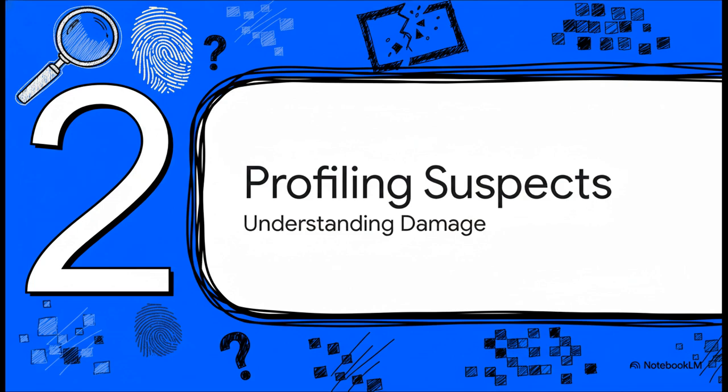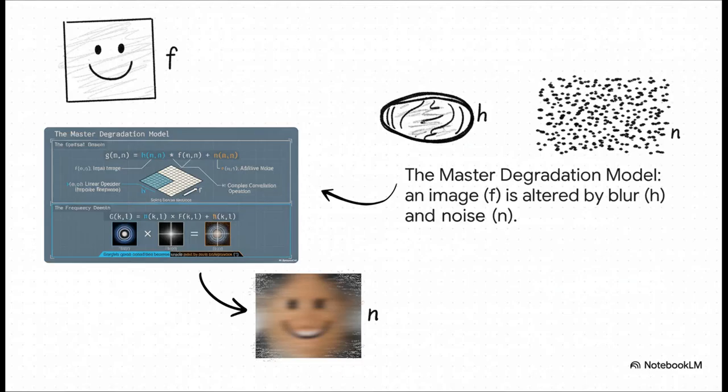You know, any good detective will tell you, you can't solve the crime if you don't understand the criminal. So, first things first, we need to profile the suspects. We have to understand all the different ways an image can get messed up in the first place. And believe it or not, there's kind of a universal formula for this whole crime.